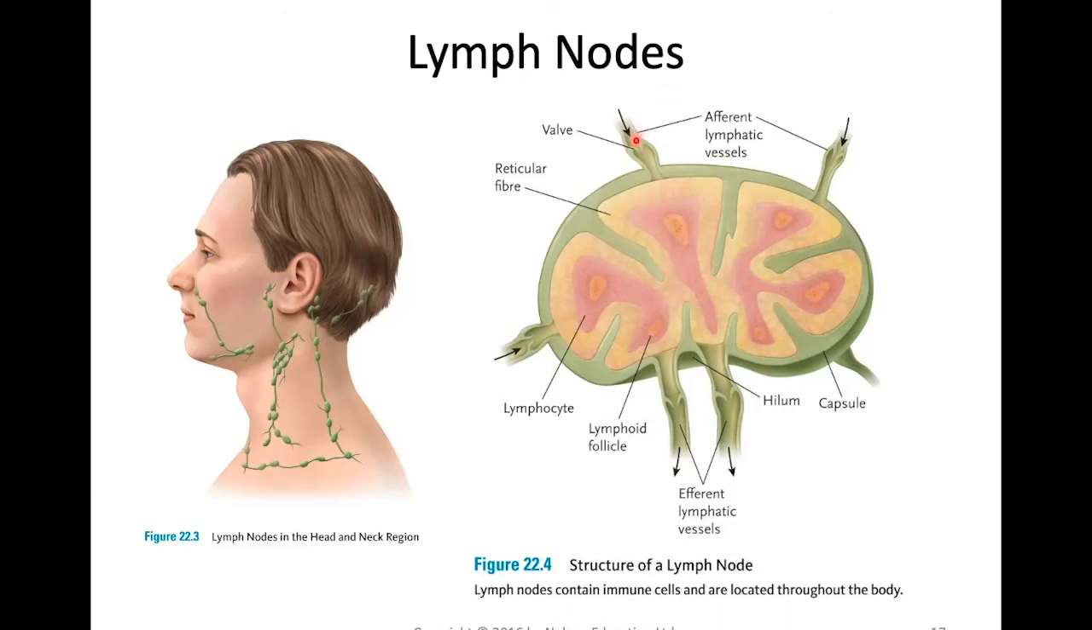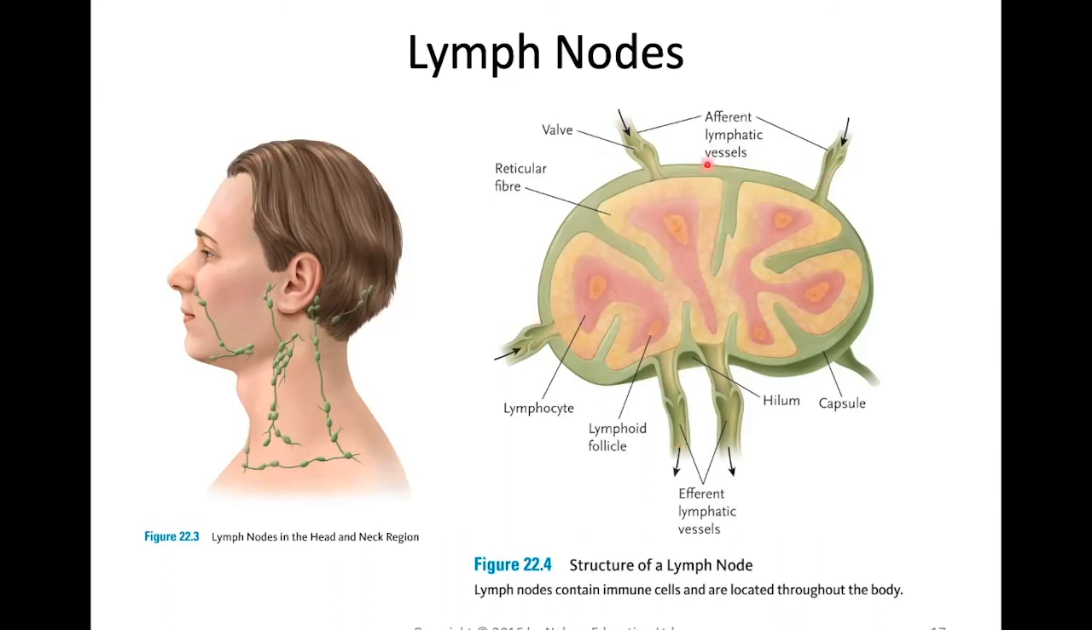Now you'll notice here we have two different types of lymphatic vessels, and these terms we've used in the nervous system. We have afferent vessels and we have efferent lymphatic vessels. So with the afferent, the lymph is arriving at the lymph node, and the efferent vessels are where lymph is going to exit the lymph node.